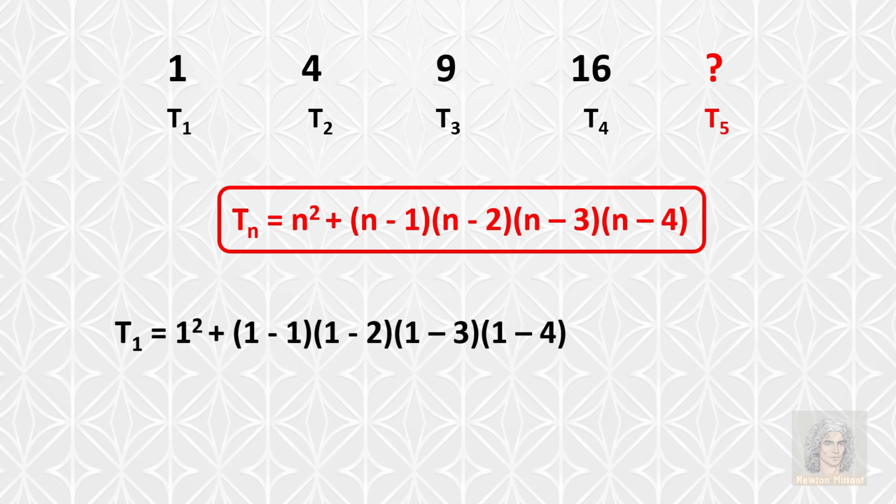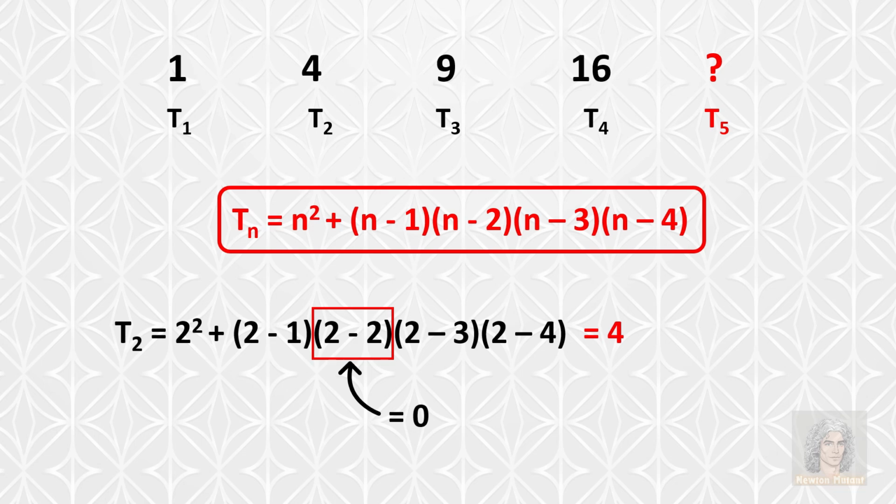First term, or t1, would be 1 squared plus (1 minus 1) times (1 minus 2) times (1 minus 3) times (1 minus 4). Note that the 1 minus 1 term equals 0, hence it would make the whole product 0, therefore t1 equals 1 squared, or 1. Similarly, if we plug in 2 to find t2, you will see that the 2 minus 2 term in the product would make it 0, hence t2 equals 2 squared, or 4.